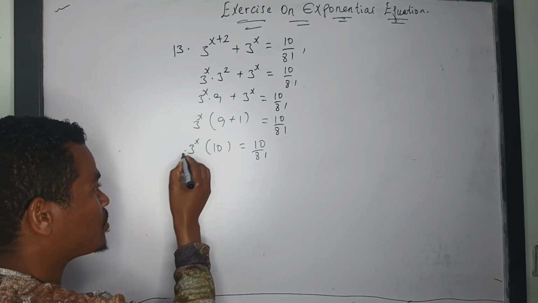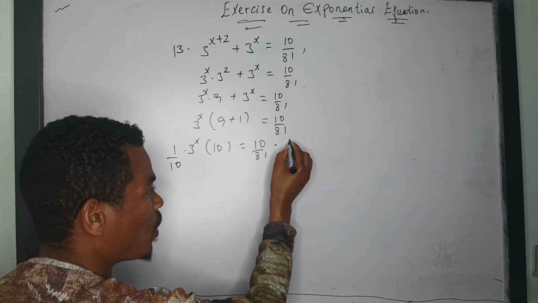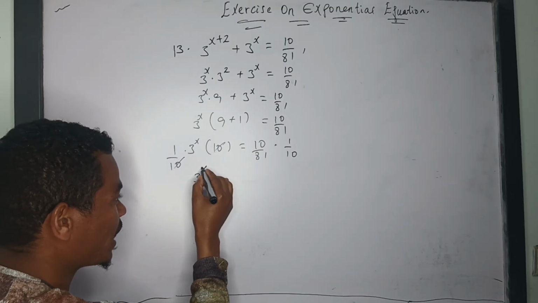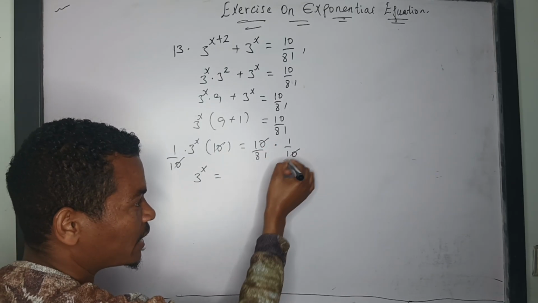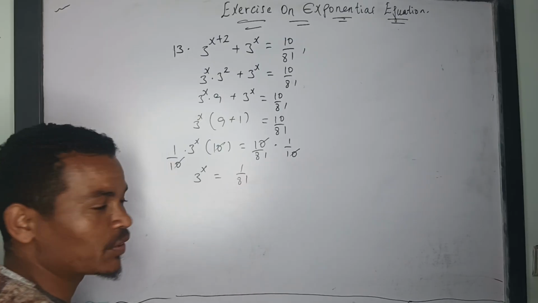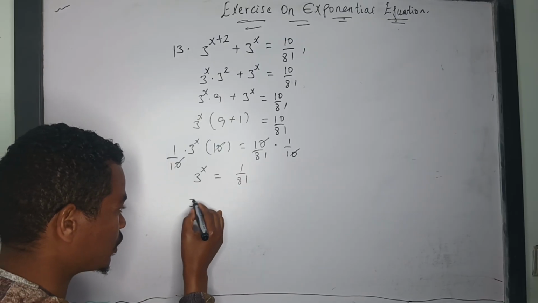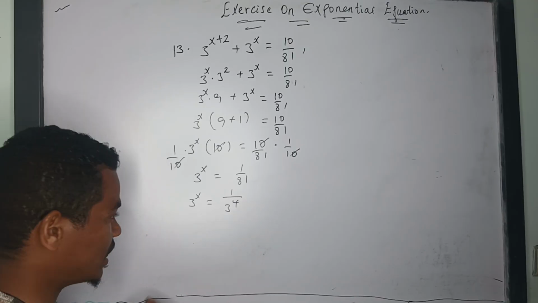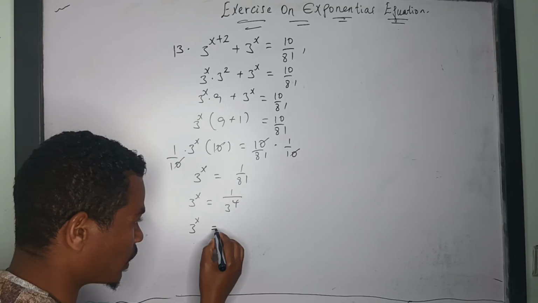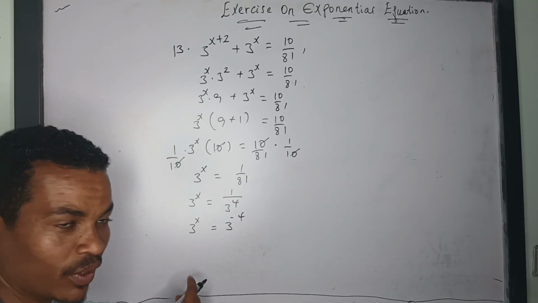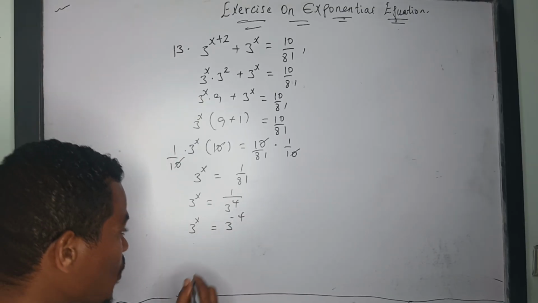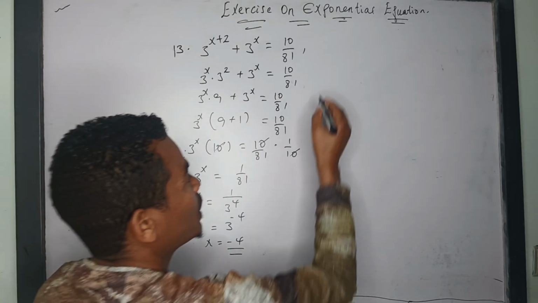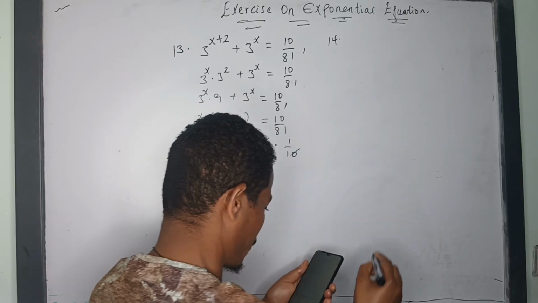So both sides multiplied by 1 over 10. So 10 cancelled by 10, 3 to the power of x is equal to, again 10 cancelled by 10, that is 1 over 81. So from this one, 3 to the power of x is equal to 1 over 3 to the power of 4. That is 3 to the power of x is equal to 3 to the power of minus 4. 3 to the power of x is equal to 3 to the power of minus 4, so x is equal to minus 4.